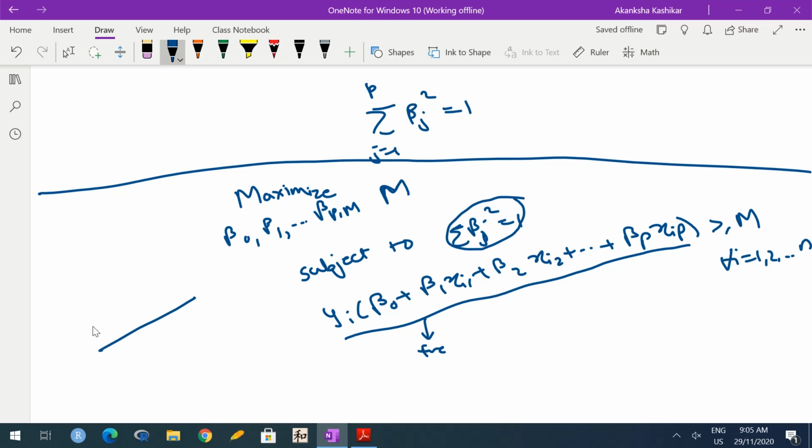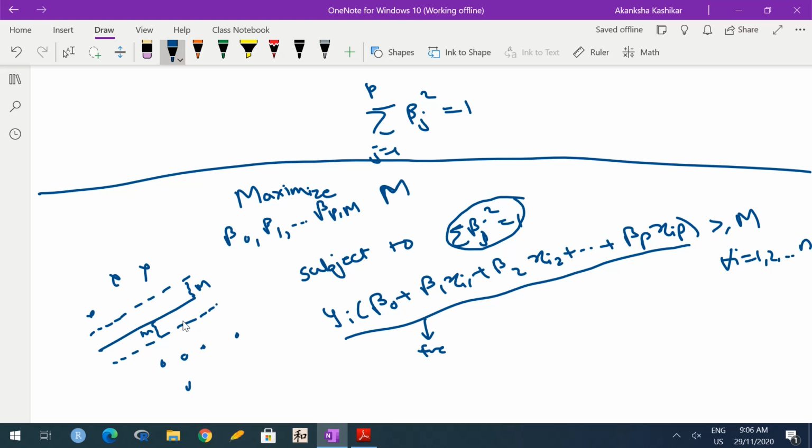Okay, so if this is my actual decision boundary and these are the distances m on each side, then we want to make sure that all the points are either here or here, and in the correct classes. Is it okay? So this is what a maximal margin classifier does.